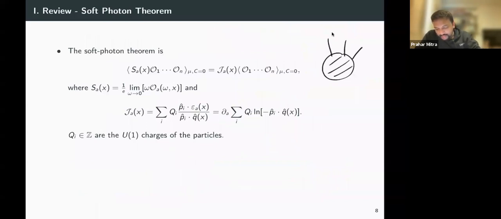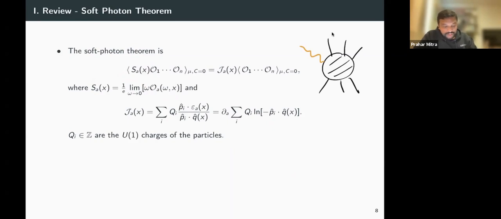I consider an endpoint amplitude, and I have an extra amplitude with an extra photon in it. That amplitude on this diagram that I've drawn over here is represented by this insertion. There's an extra insertion of this S_A, which is the soft photon operator, which I've defined over here. As we know, in the low energy limit, there's a 1 over energy pole. So I multiply by omega to get rid of the pole and then take the omega goes to 0 limit.